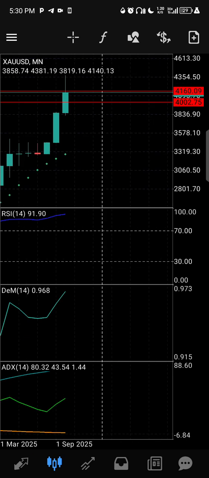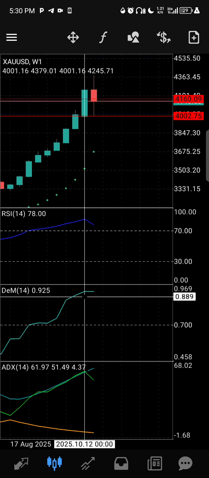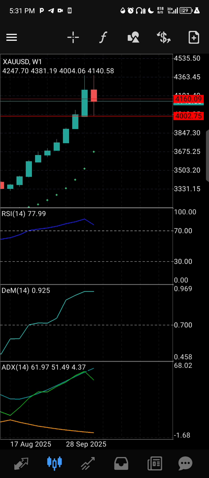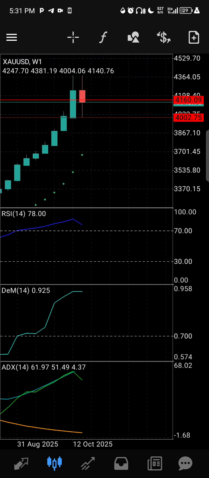Then we will now go down to the weekly, you understand. When we go down to the weekly, you see that the ADX is suggesting 61.97, 51.49, see the ADX here, where this white line is going, and 4.37, which is showing you that the bulls are in control. But as you can see, it has gone on a small correction, you understand.